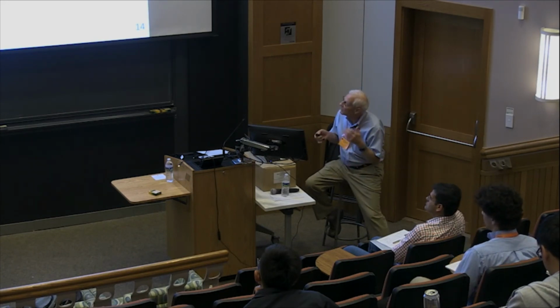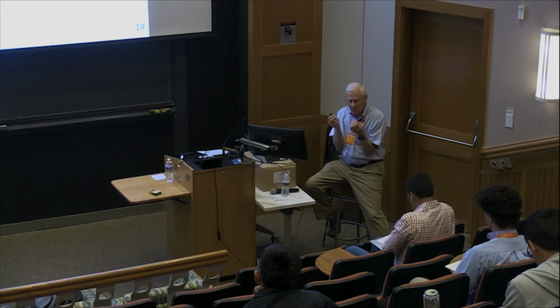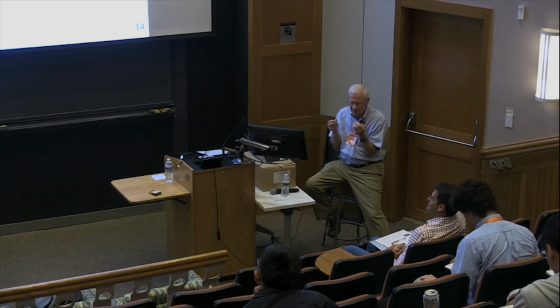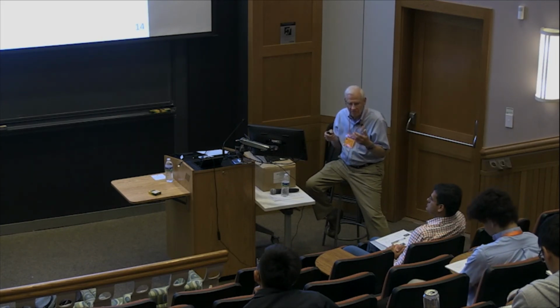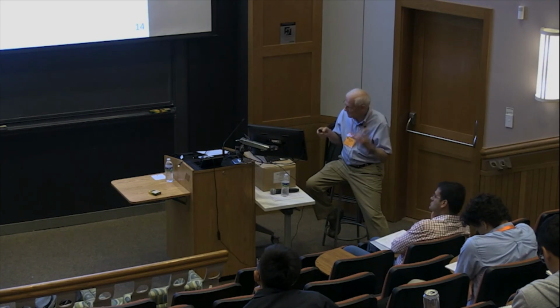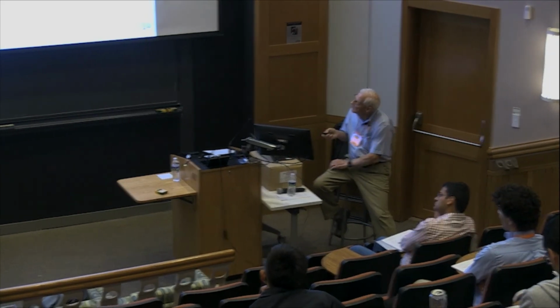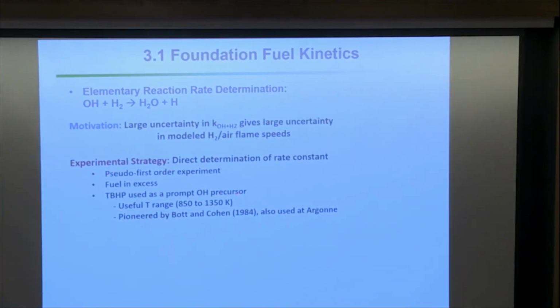So if you can accept that small issue, we call this a pseudo first order experiment because if you can produce OH and H2, and with no other reactions taking place, you can watch OH go away exponentially. And you've just determined the rate coefficient without having to do anything else. That's like the best experiment you can do. So we use T-butyl hydroperoxide, works over a limited temperature range of about 850 to 1350, pioneered by Bott and Cohn at Aerospace in Southern California, I believe.